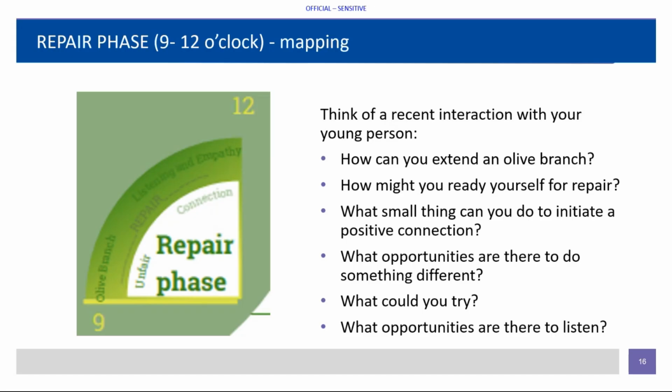Some of the core questions that we ask when we're mapping out this phase is around how can you as a parent extend the olive branch, and how might you as a parent be ready yourself for repair, and what might be just one small thing that you can do to initiate a positive connection. And it might just be time together without talking. Is there an opportunity to do something different? You know, what can you try, experiment with? And I think all of those become really important.